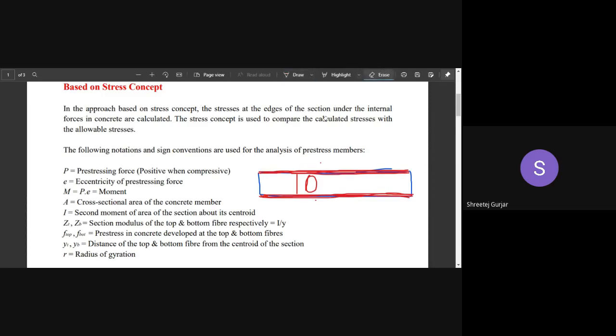Okay, so moving on. So the stress concept is used to compare the calculated stresses with the allowable stresses. So what we do is in the stress concept, we use certain formulas, we use certain techniques, and we calculate the stresses at top and bottom fiber. Okay, so we calculate the stresses at the top and bottom fiber, and then we compare it with the allowable stresses, whether it is within the allowable stress limit or whether it is exceeding. Okay, so that is helpful in your design stage.